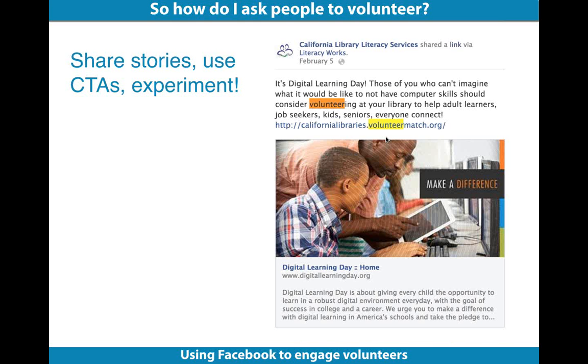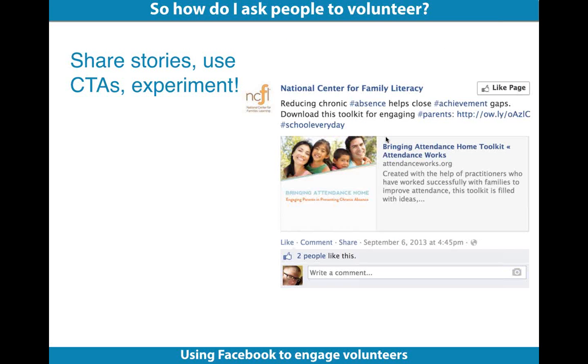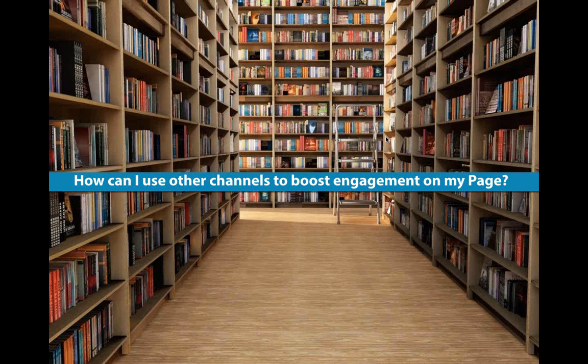Digital learning day. So here's another example from California Library Literacy Services, right? Make a difference, make a difference, okay? And look at this. This is a great picture too. And of course, there's a link going back to their page. National Center for Family Literacy, reduce chronic absence, helps close achievement gaps. Download this toolkit. So here's a toolkit that people can download. Okay. Now let's talk about other channels very quickly.